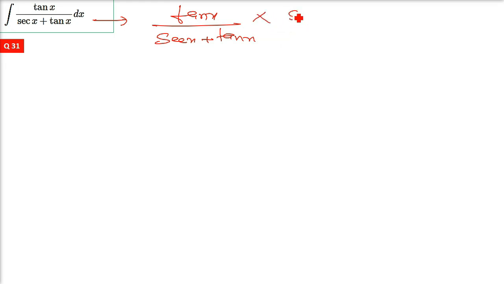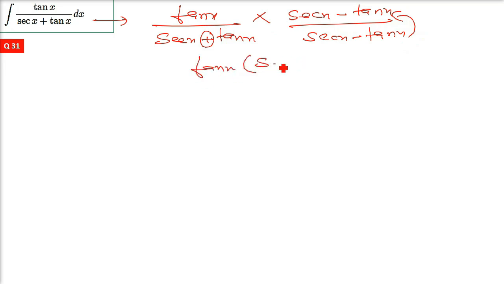Multiply it with your sec x minus tan x in the numerator and denominator. So sec x minus tan x in the numerator, sec x minus tan x in the denominator. This plus and minus contributes to a square minus b square formula. The numerator will become tan x into sec x minus tan x. This is your numerator. Denominator is sec x plus tan x into sec x minus tan x. So it will be sec square minus tan square. A square minus b square is sec square minus tan square, which has a standard result of 1. So the denominator goes. 1 is 1, you write or you don't write, it doesn't matter.